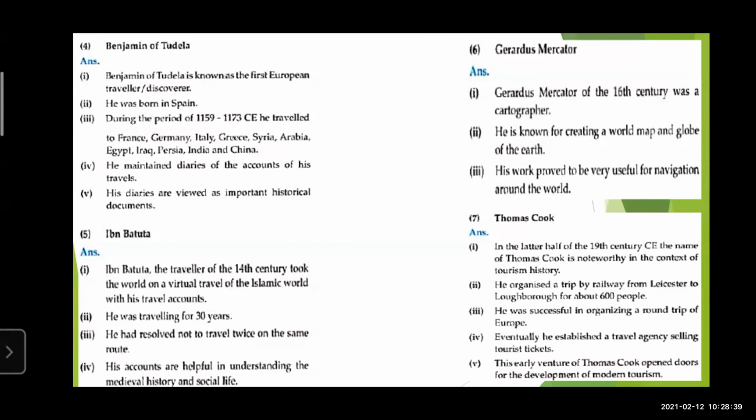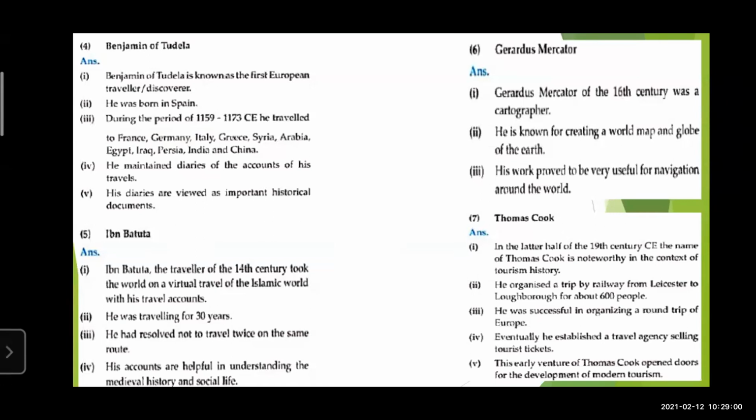Then we have the next short note, on Gerardus Mercator. First point here is Gerardus Mercator of the 16th century was a cartographer. He is known for creating a world map and globe of the earth. His work proved to be very useful for navigation around the world.